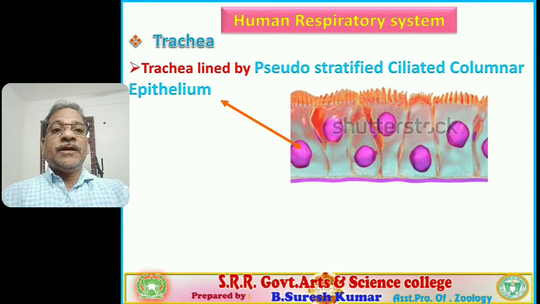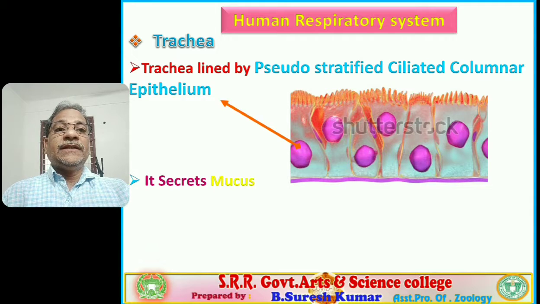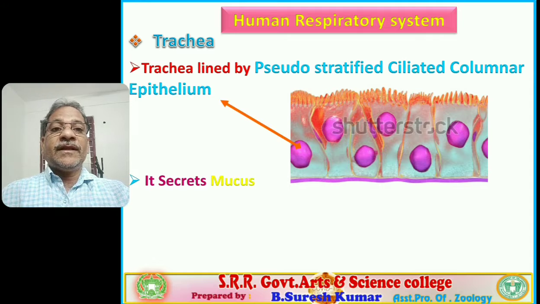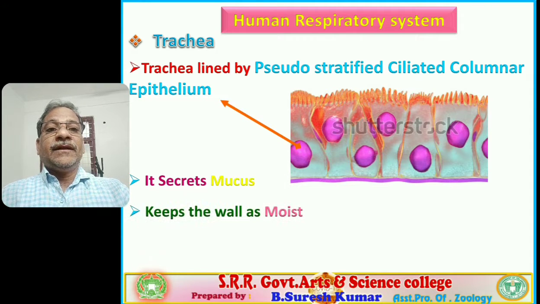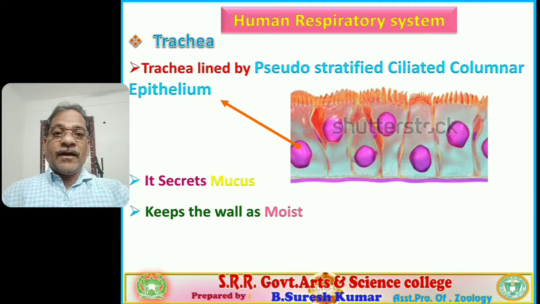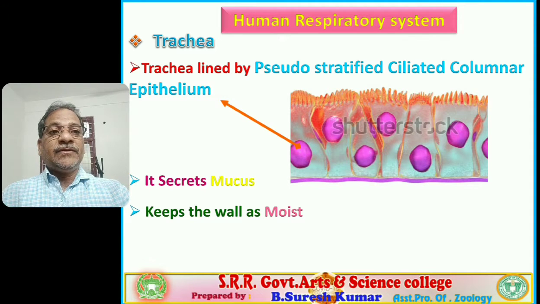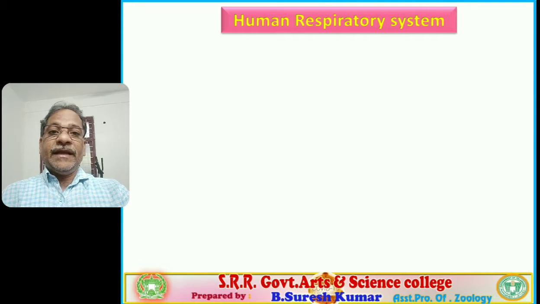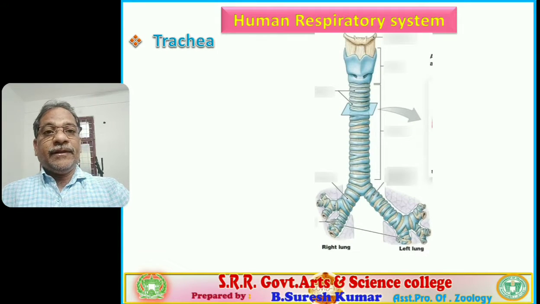You observe this visual. There is pseudostratified ciliated columnar epithelium. On the surface of the cells, prominent cilia are there, and in between the cells, at the bottom side, you observe specialized goblet cells. They secrete mucus. So that keeps the wall of the respiratory tract always moist and traps the dust particles and foreign particles present in our inhaled air. So that is the function of the epithelium.